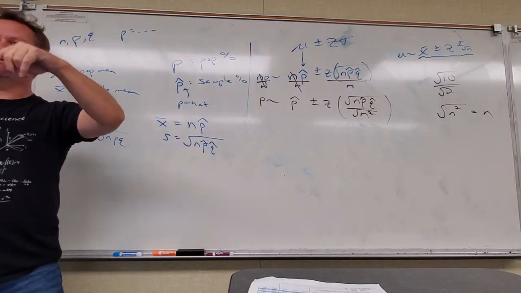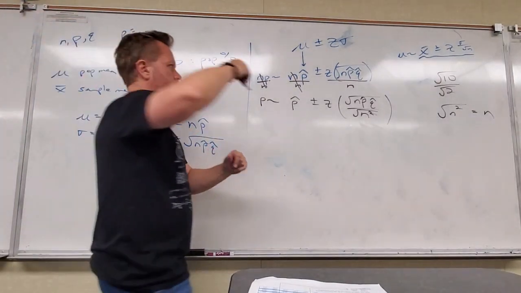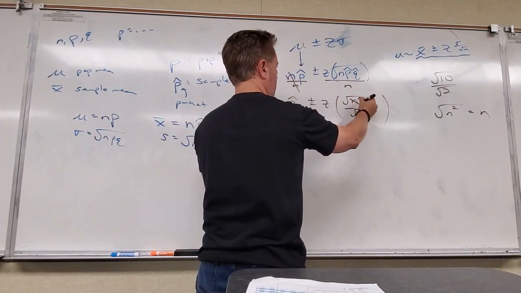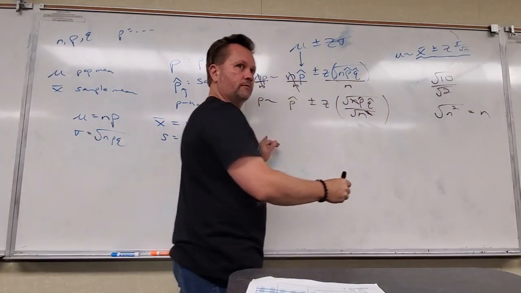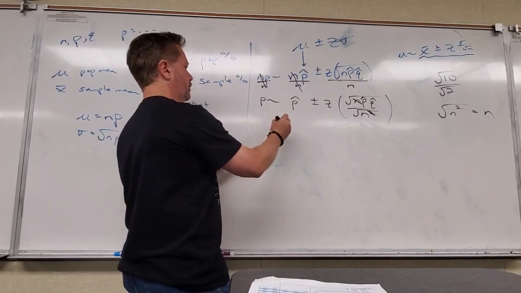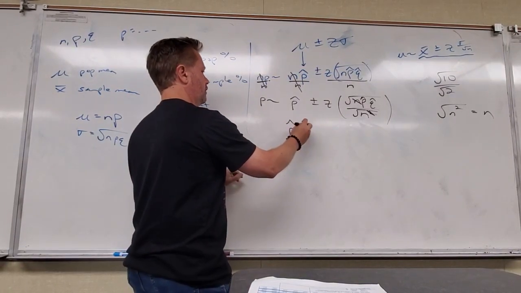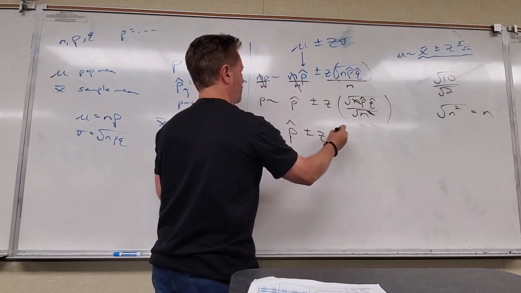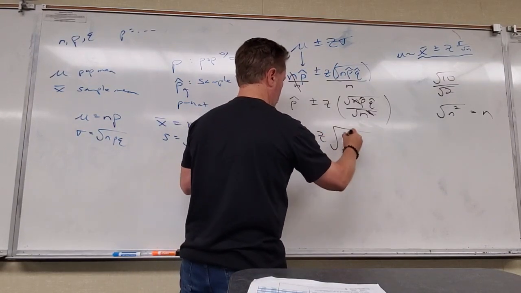Now can I reduce the n's? How many n's cancel? Half. 1. Right? Doesn't 1 n cancel? So here is what the formula is for the confidence interval for percentages.